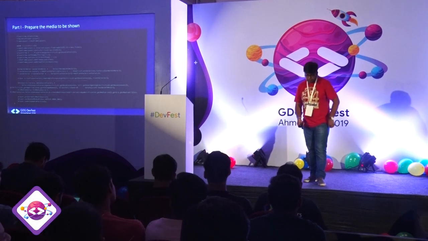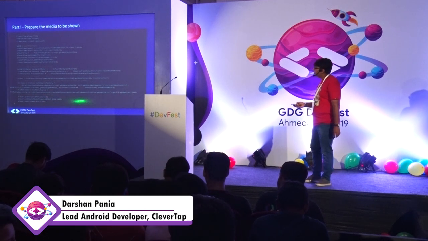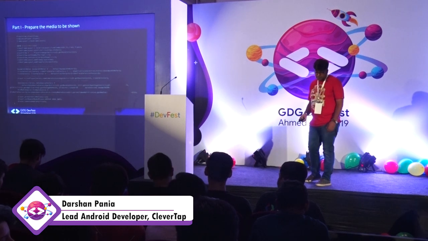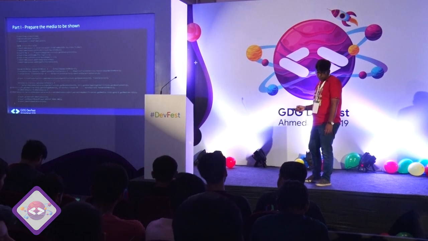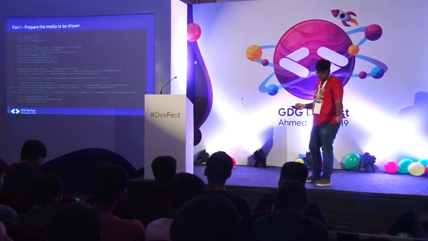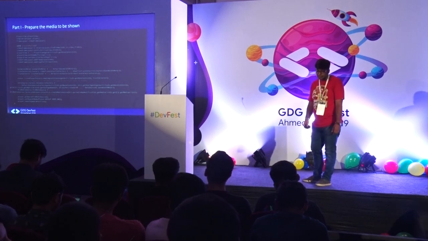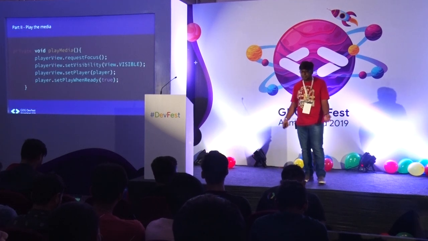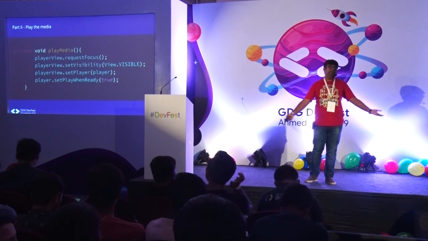So if you see, we have an HLS media source here, that's our server URL which comes to us. Then we prepare it over here. We set it to repeating, and we seek it to zero, and then we start playing. Playing it is the easiest part. You just request the focus, set the visibility, set the player, and set player when ready.